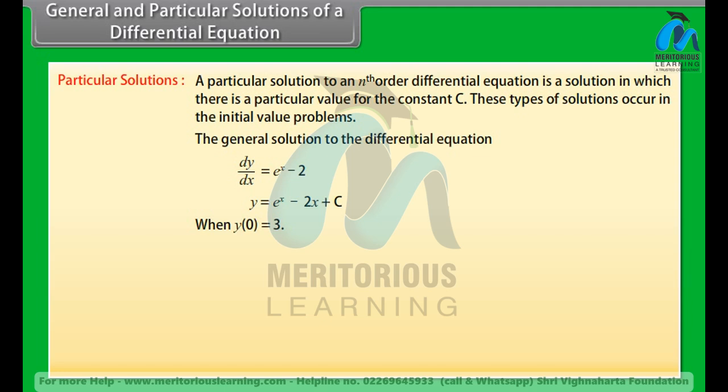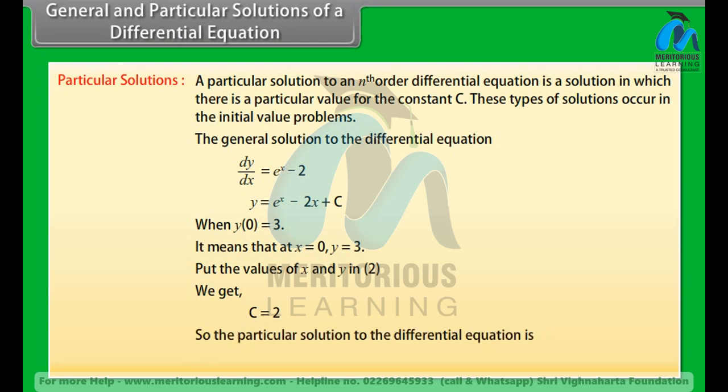When y0 equals 3, it means that at x is equal to 0, y equals 3. Put the values of x and y in equation 2. We get c equals 2. So the particular solution to the differential equation is y equals e raised to the power x minus 2x plus 2. Example.